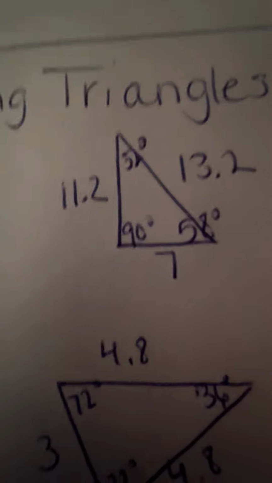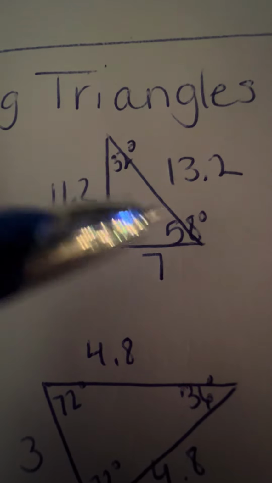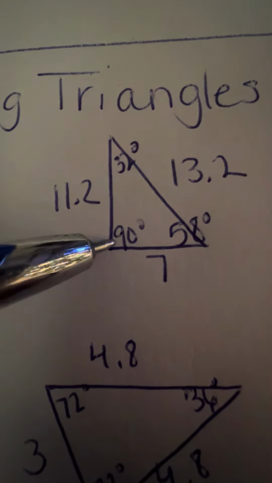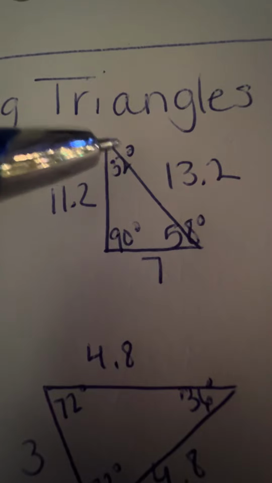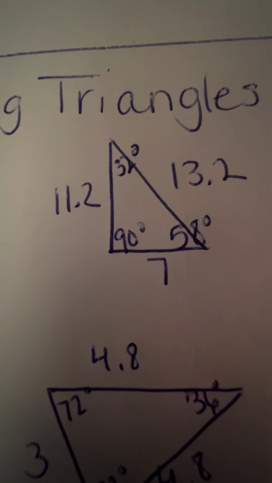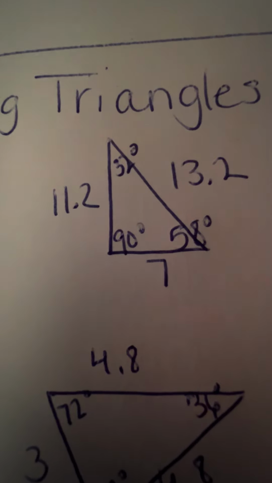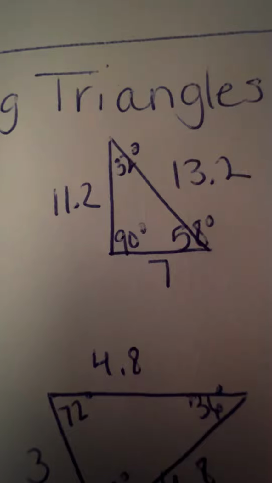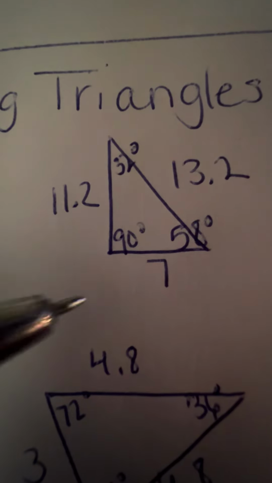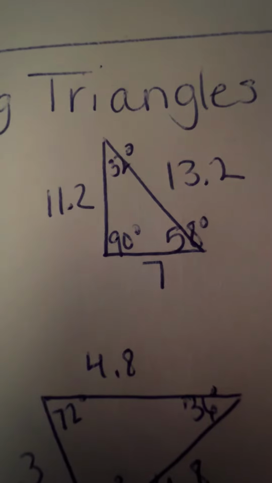Now, when we take a look at something like this, as you can see, we have 32 degrees, 58 degrees, and then 90 degrees. So all three angle measurements are different, and that means that all three side lengths are going to be different. So there's no commonalities here. When you have all three side lengths that are different, that is called a scalene triangle. But in this case, we do have a 90-degree angle, so this one is going to be a right triangle.